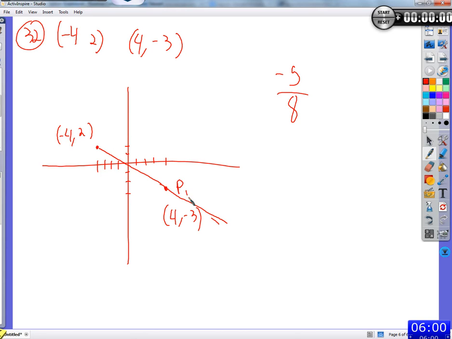Or we could call this point 1, if we want. Point 2, it doesn't matter. We call this point 2. So this is point 1, so this is x1. This is y1. This is x2. This is y2. y2 minus y1, that's 2 minus negative 3, over x2, negative 4, minus x1, 4. So we get 5 over negative 8. Either way, these are both negative 5 eighths. Positive divided by negative, negative divided by positive, they're both negative numbers.